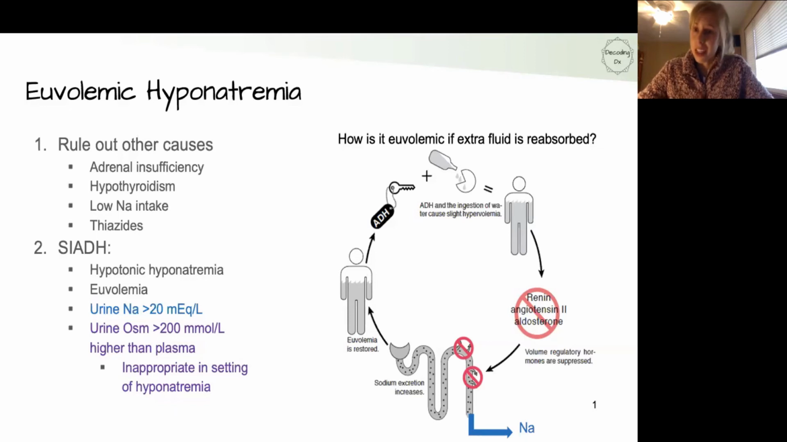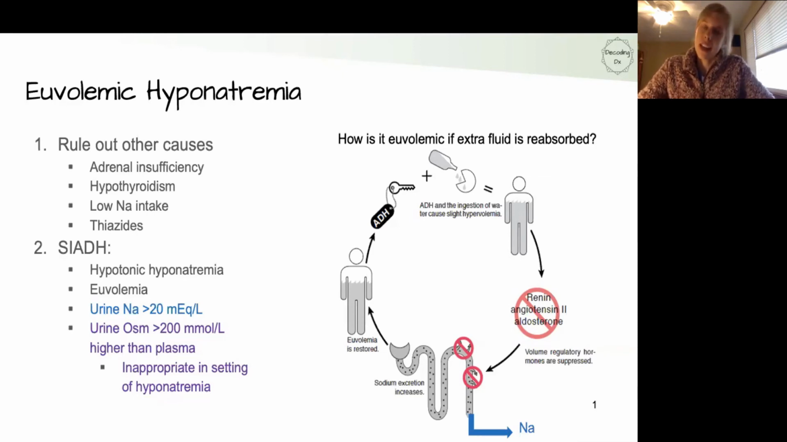Also, just low sodium intake. We talked about the tea and toast diet earlier. So patients that just don't take in a whole lot of salt, you can get euvolemic hyponatremia because your kidneys can only reabsorb so much sodium before some of it has to be lost. And over time, that'll build up and you won't have enough sodium in the body. Thiazide diuretics are also very well known for doing this. They oftentimes don't cause enough fluid loss for the patient to be clinically hypovolemic, but they do cause enough sodium loss to cause hyponatremia. But if all of those are ruled out, what are we left with?